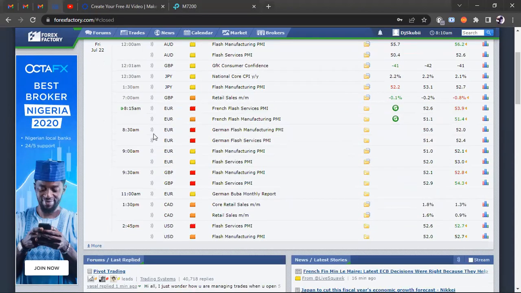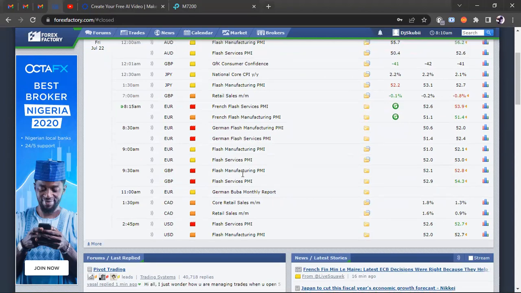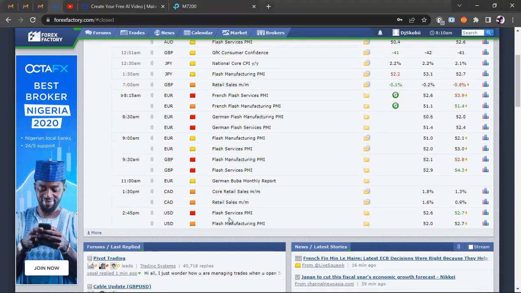And then by 8:30, we have German PMI too. And then 9:30 you have GBP, that's England's own. And then we have US own too. So all is Purchasing Managers Index. Please, you guys beware. Today we are going to have a lot of wicks.